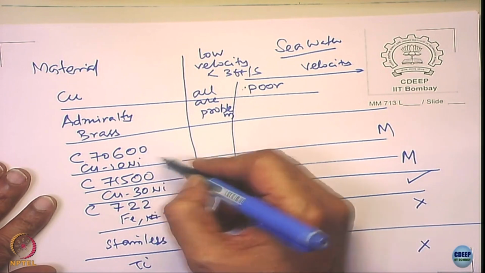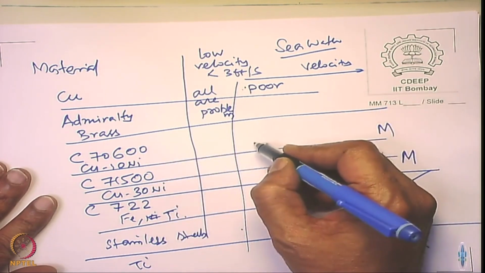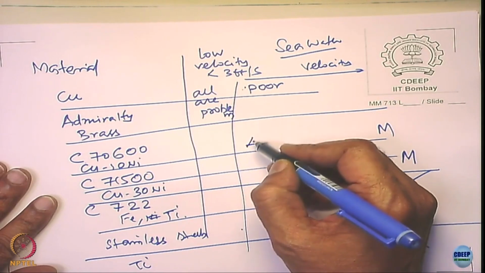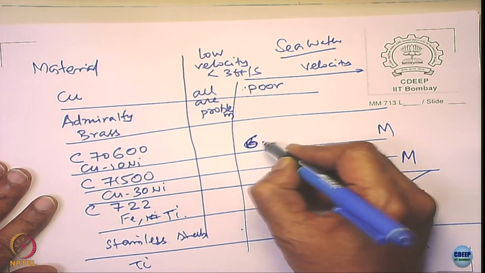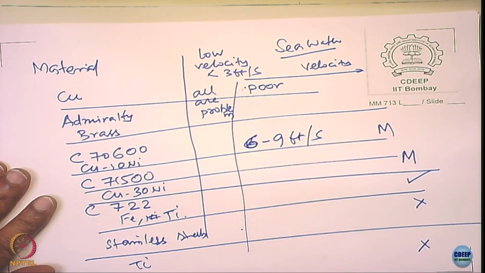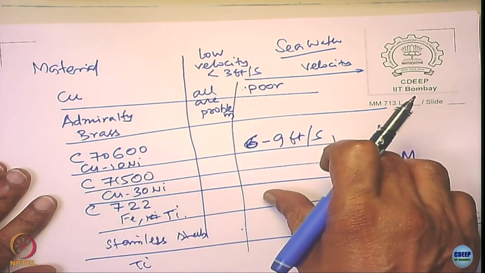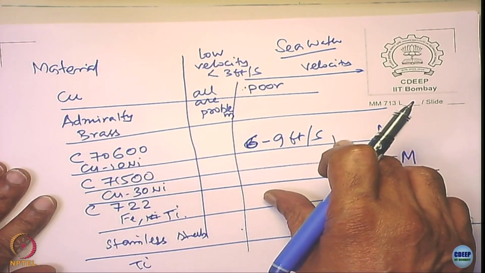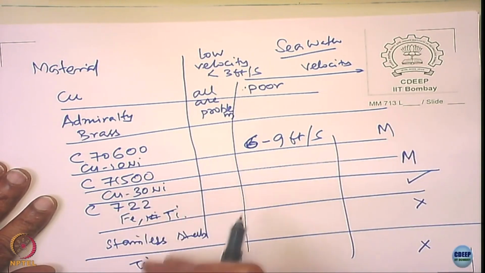So all these copper based alloys, the velocity is maybe around about, I think probably about you can go up to maybe about 6 to 9 feet per second velocity. This is higher, okay. So beyond that, the copper based alloys would have a problem. So higher velocity means stainless steels and titanium alloys. These are the ways that you can use it.